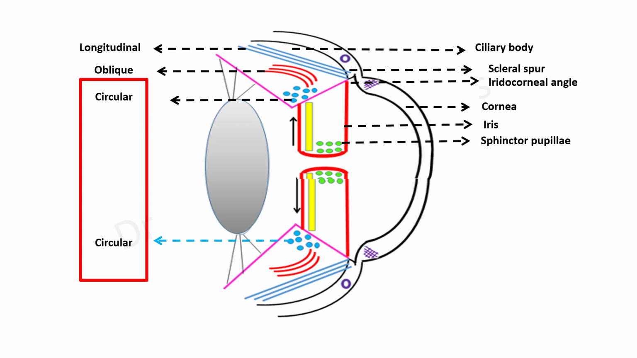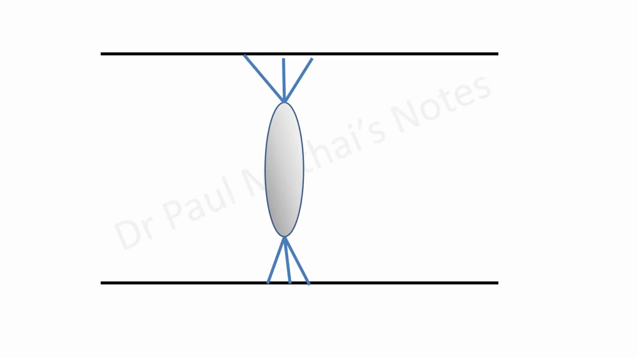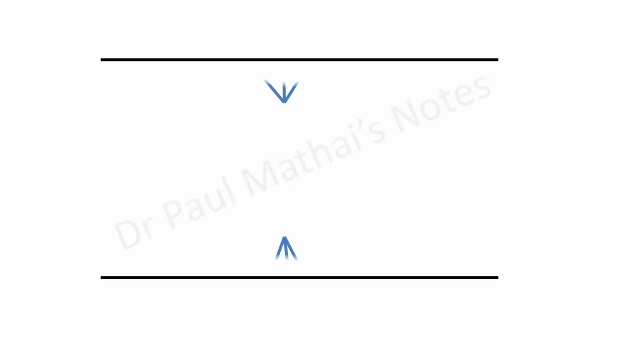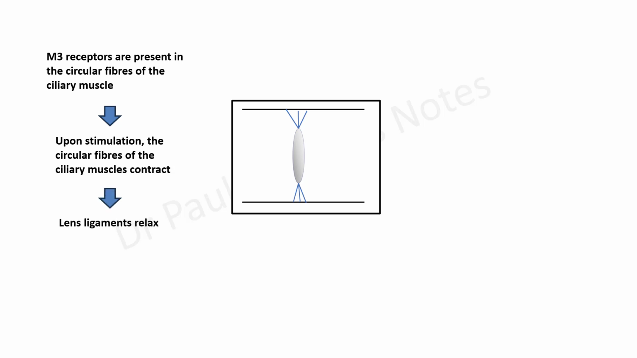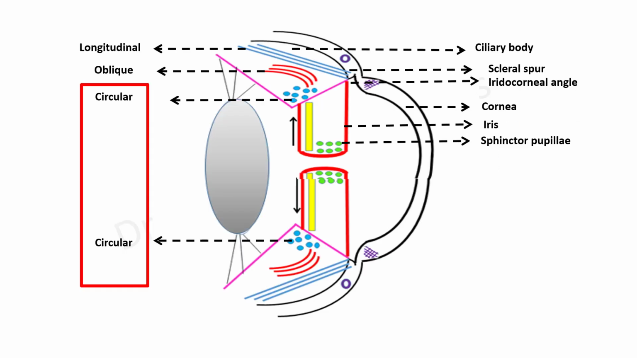And when the circular fibers of the ciliary muscle contract, they reduce the radius of the eyeball, causing the lens ligaments to relax. And this results in anteroposterior bulging of the lens. So M3 receptors are present in the circular fibers of the ciliary muscle. Upon stimulation, the circular fibers of the ciliary muscle contract, the lens ligaments relax, and the lens bulges anteroposteriorly.